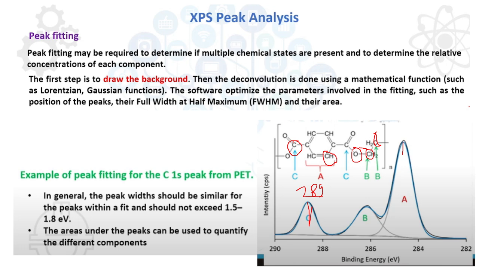Now since there is one oxygen, that's why it is coming around 286, but since it is bonded to all carbon, that's why it is coming around 284. Is it clear why the binding energy increased? Okay.